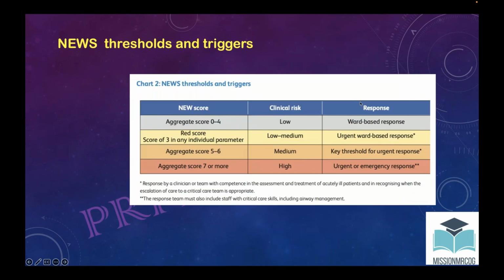clinical risk threshold. If it is an aggregate score of 7, then it is an urgent thing. Whenever you see that one red has come all of a sudden, then an urgent response will be required. Aggregate score 5 and 6, then also urgent response, but it is medium. And if you find a score of 7, in post-op patients usually you have to do an emergency response. So you can just remember, 5 to 6 you have to do an urgent response. If it is 7, then you have to do an emergency response.